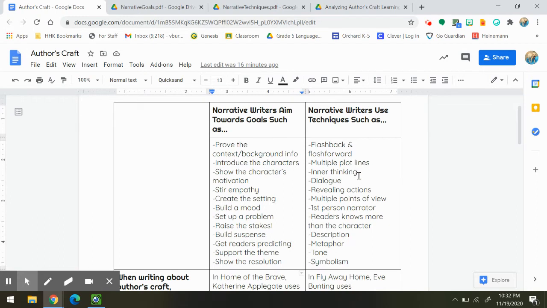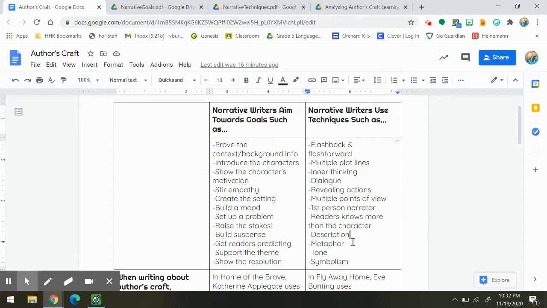Well, we definitely know Keck's inner thinking, so that one we could use. He used a lot of dialogue, a lot of revealing actions. Not so much multiple point of view. First person narrator. Yes, he is the first person narrator, so that's something we could use. Readers knowing more than the character, not really. We never know more than Keck.